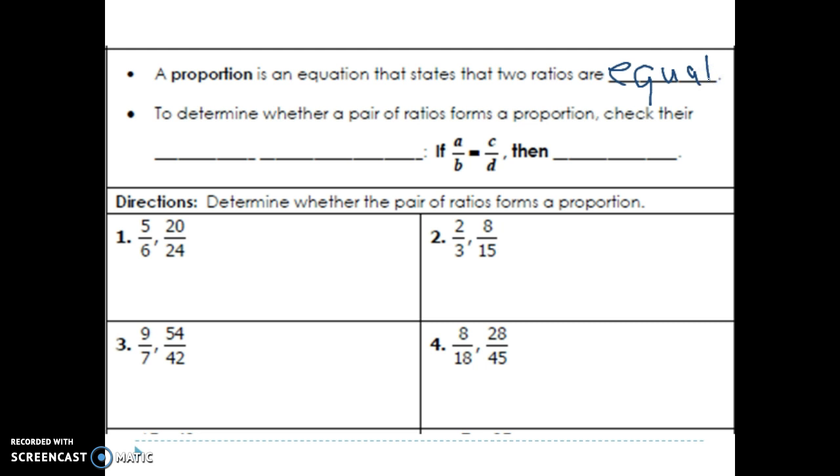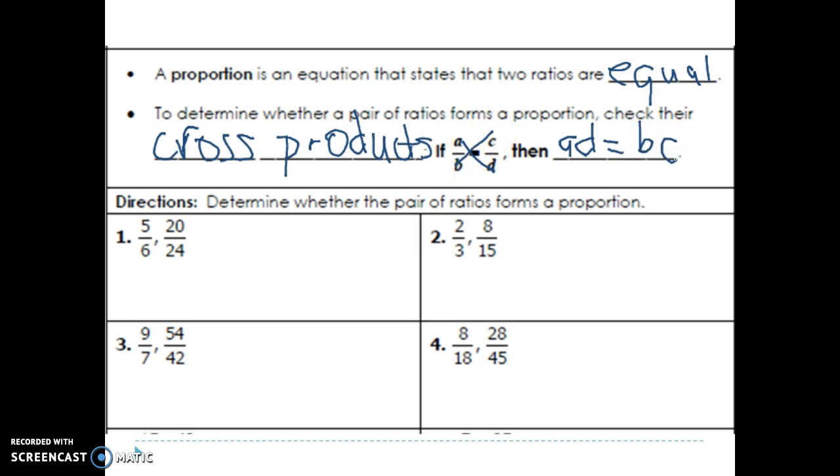To determine whether a pair of ratios forms a proportion, check their cross products. And products, hopefully remember from our vocab from last unit, means multiply. So that means that if A divided by B, one ratio or rate, equals C divided by D, another ratio or rate, then when I cross multiply, we're saying that A times D equals B times C.